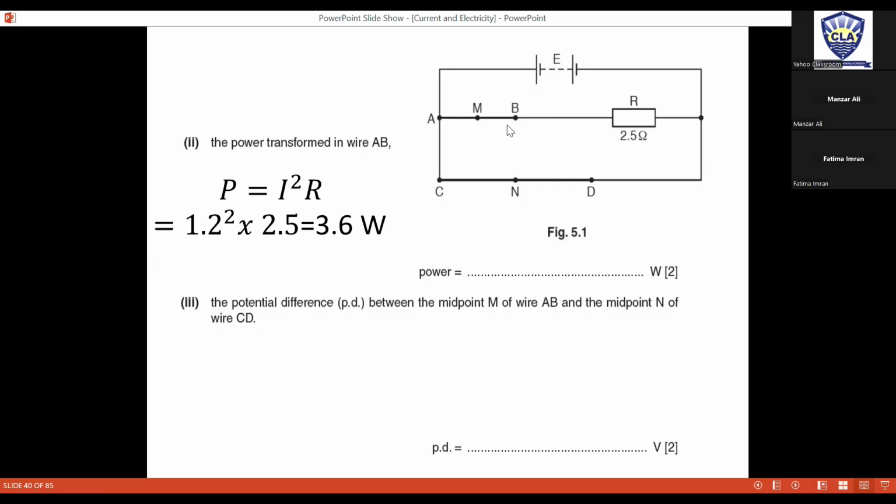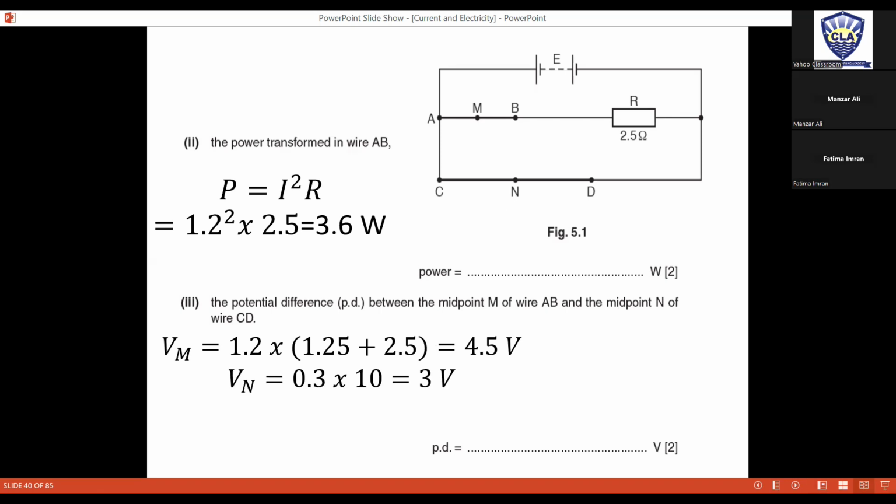ये 1.25 है, ये 2.5 है. तो V इज इक्वल टू IR. टोटल रेजिस्टेंस ऑनवर्ड विल बी 1.25 प्लस 2.5, 4.5 वोल्ट बन जाती है यहां पे. सो पोटेंशियल ऑफ M विल बी 4.5. पोटेंशियल ऑफ N स्ट्रेट अवे 0.3 इनटू 10, 3 वोल्ट बन जाएगा. एंड पोटेंशियल डिफरेंस विल बी दिस.